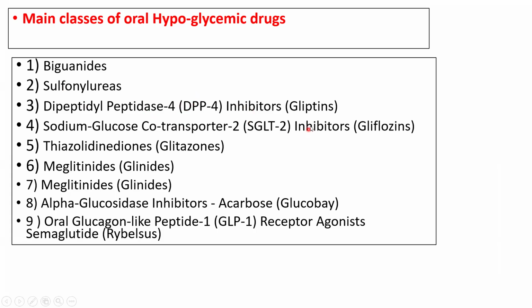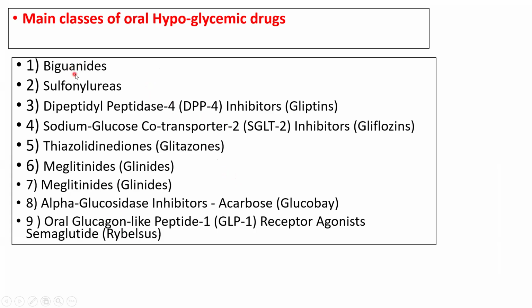DPP4 inhibitors. The drug available in the market is gliptins. Everywhere there is a G, G for glucose. Many pharmacological names of the medicines are: gliptins, gliflozins, glitazones, glinides, glucobay, and ribelus. Some names are different, but most of the names start with G. I know this slide looks difficult, but don't worry. Afterwards, I am going to tell you very simple examples. So don't take the stress of this slide.